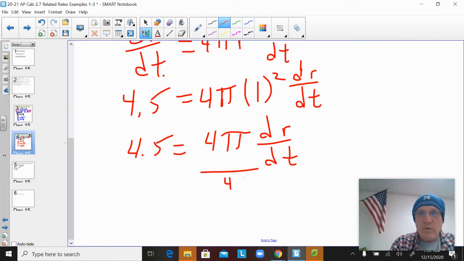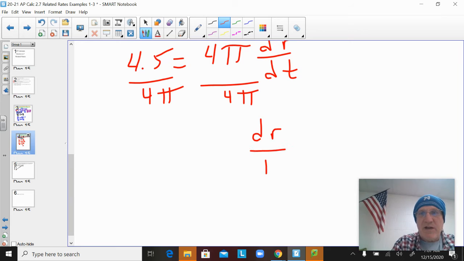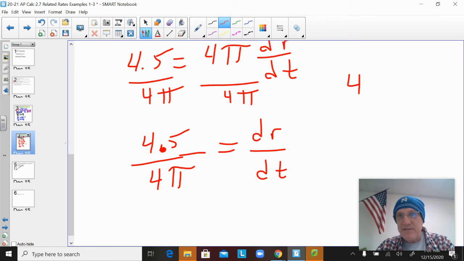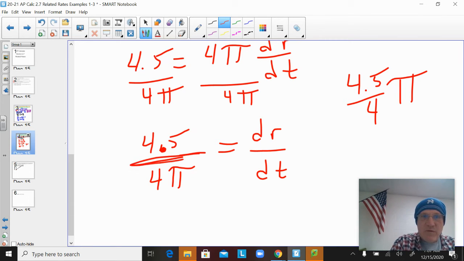And I divide both sides by 4 pi, and I get dr/dt equals 4.5 over 4 pi. Make sure it's clear that in this particular case, the pi is in the denominator. It's not 4.5 over 4, times pi. It's 4.5 over 4 pi. Now, that's just a big fraction right there.